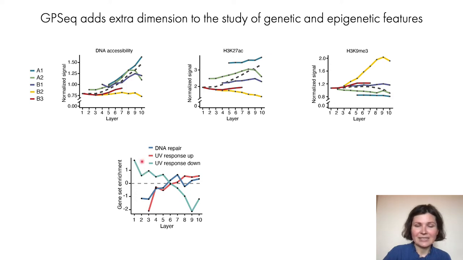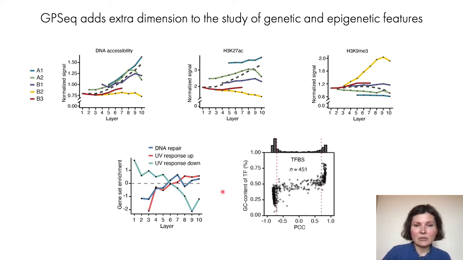We also looked at distribution of transcription factor binding sites, and we could see that for the vast majority of transcription factors, their binding sites show actually strong radial gradients. So either anti-correlating or correlating highly with GPSeq score, indicating again some functionality to it. And that is something that we are now trying to explore in greater detail.